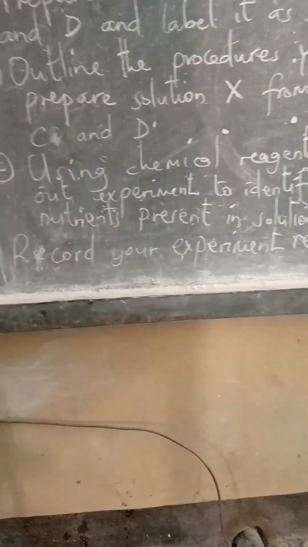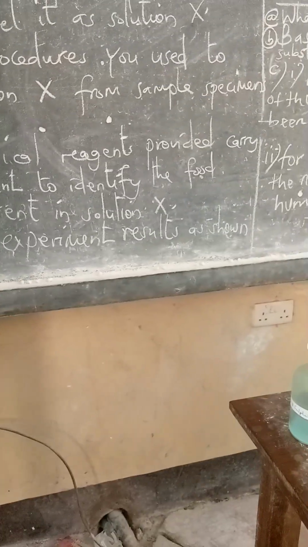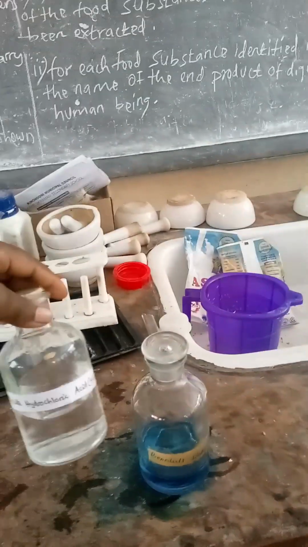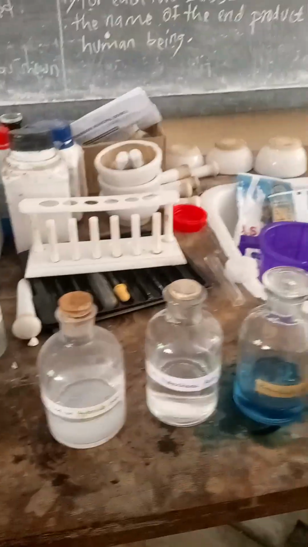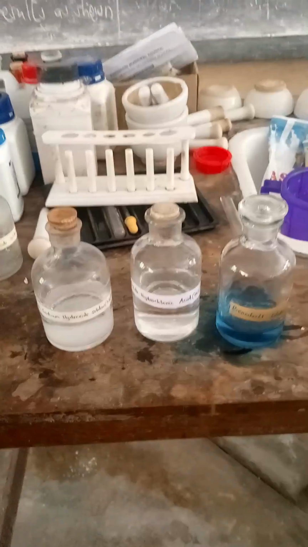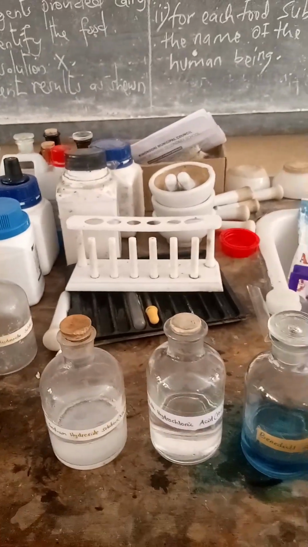Our experiment guided us to use the chemical reagents provided to identify the food nutrient present in the solution. Our reagents are Benedict solution, dilute hydrochloric acid, and sodium hydroxide. Because we have these reagents, we have tested only two types of food nutrients, which are reducing sugar and non-reducing sugar. Then after, we are going to prepare a practical report according to the question.